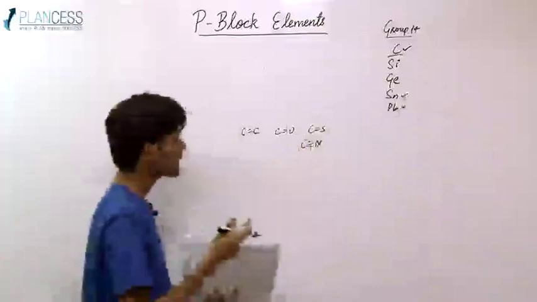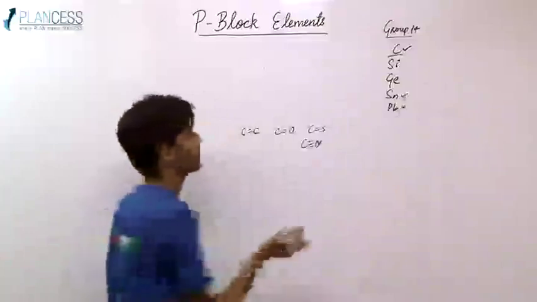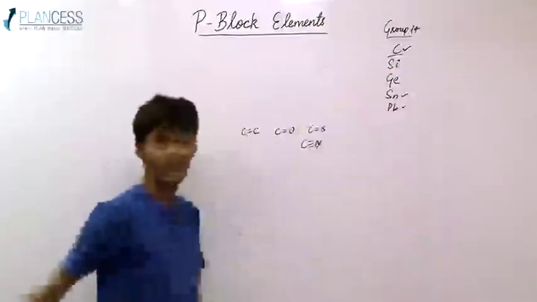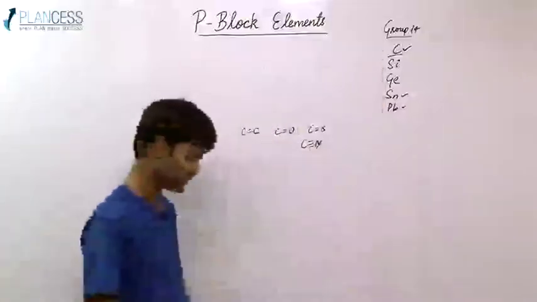Again, carbon has no vacant d orbitals, therefore its maximum covalence can be 4. However, as far as silicon and germanium are concerned, their maximum covalence can exceed 4 because of the presence of vacant d orbitals in these elements.